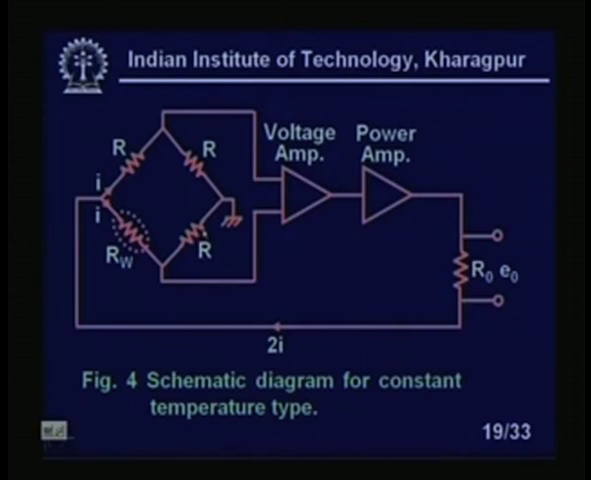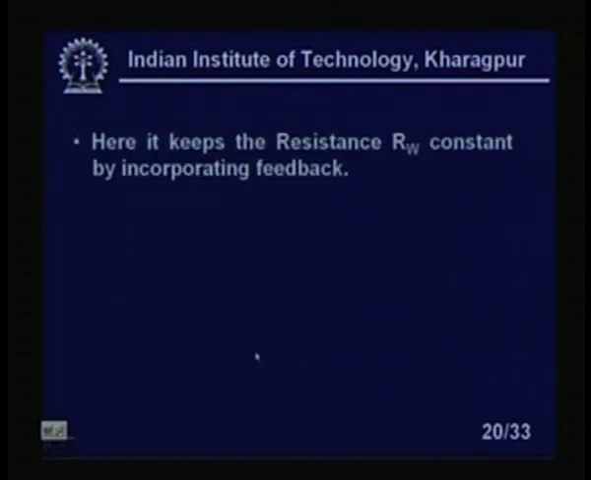Now, if there is a change, there will be an unbalanced voltage here, and that will be amplified by this voltage amplifier, then the power amplifier. So, it will give a current. It will change the current through this bridge, and it will continue till we achieve the balance, right. So, it is an auto balancing system we can see here. Here it keeps the resistance Rw constant by incorporating the feedback.